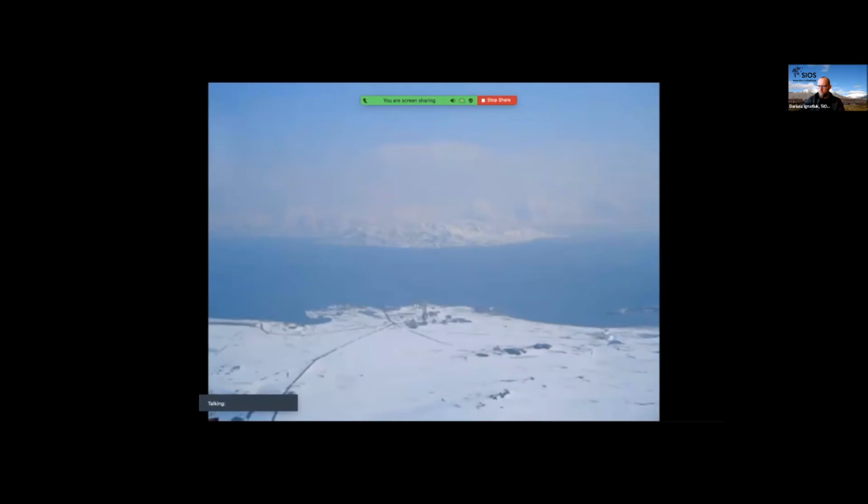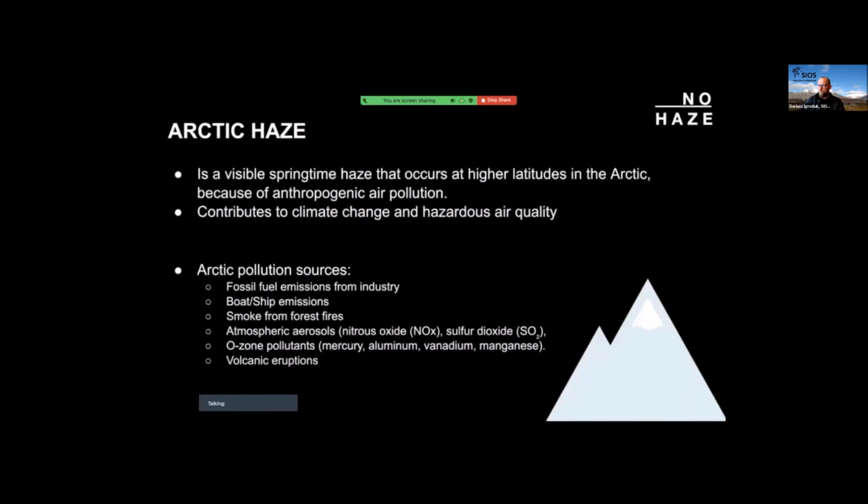Then this is a picture taken from the Zeppelin station on Svalbard, where you can see the Arctic haze in the distance. It has this red-like hue, which is caused by carbon.